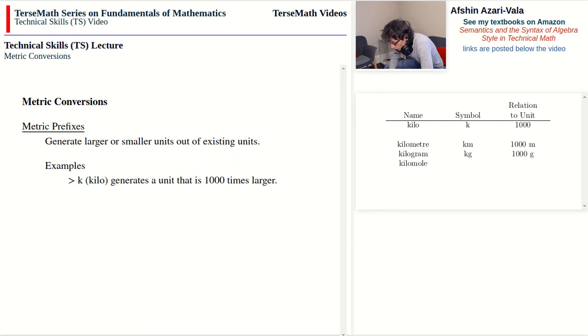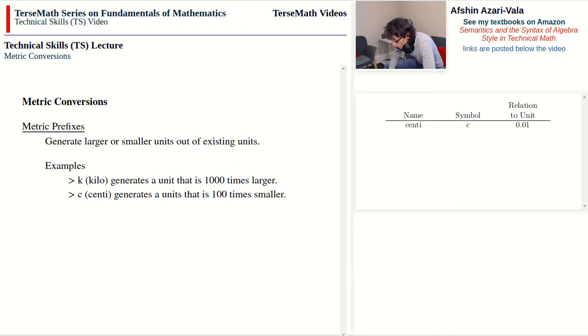We can talk about kilomole, kmol as the symbol, and this is a unit of amount whose size is the same as 1000 moles. And we can do this with any kind of a unit that we have. We can even talk about kilosecond, although we don't usually do that. Symbol for it would be ks, and this is a unit of time whose size is the same as 1000 seconds, and so on. Another example of a prefix would be c for centi, which generates a unit that is 100 times smaller than the existing unit.